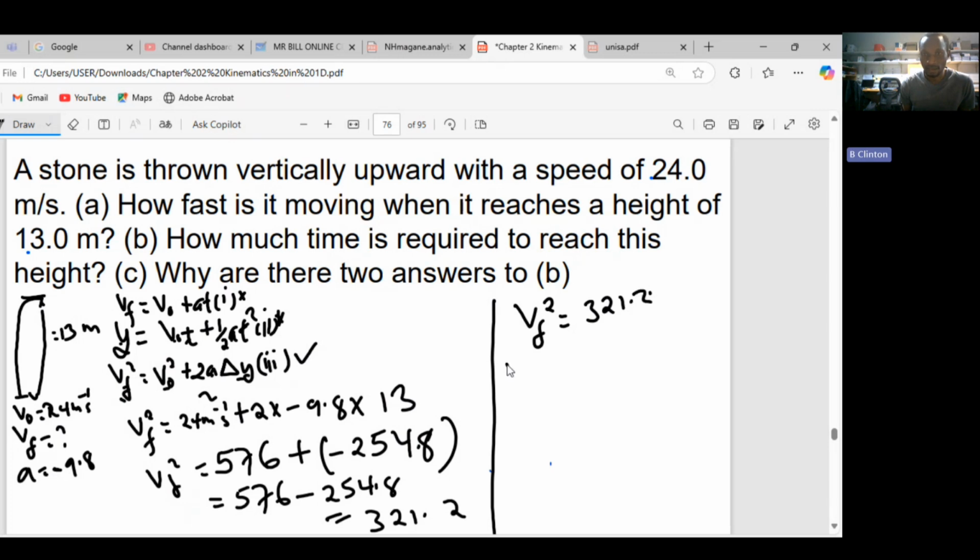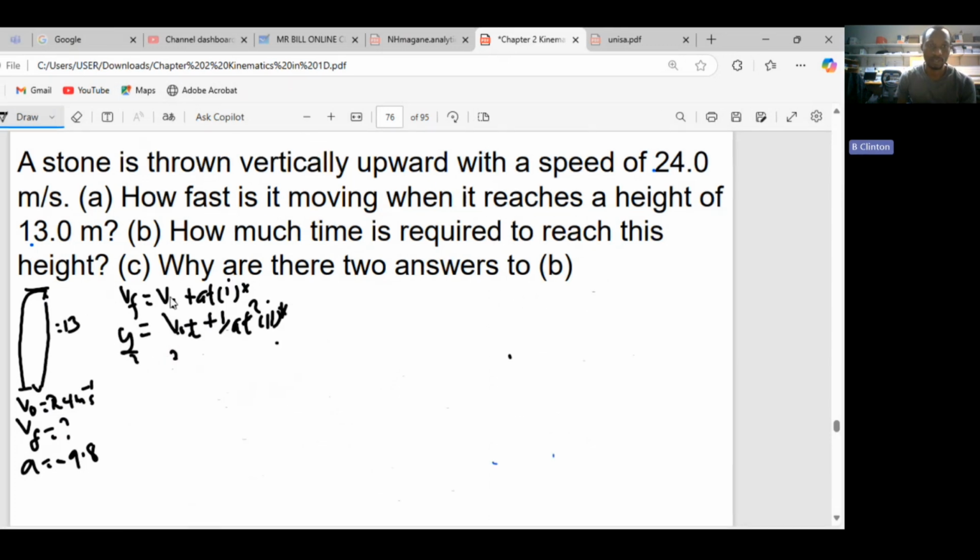Now to get Vf, we take the square root of 321.2, which gives us a value of 17.92 meters per second. So this is the value of the final velocity that this stone had when it reached this point.